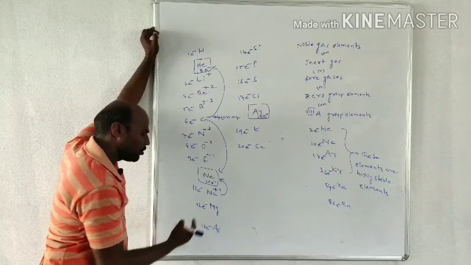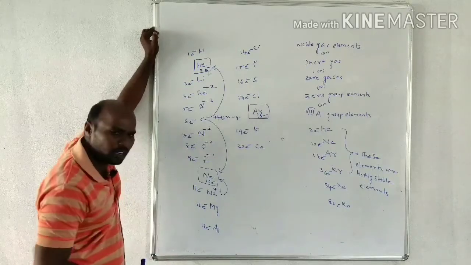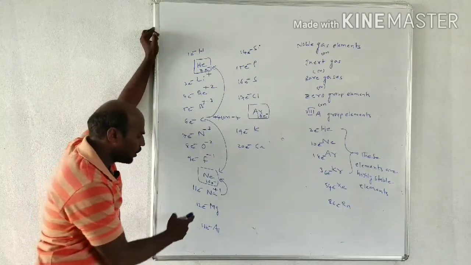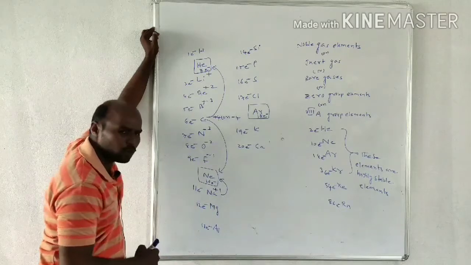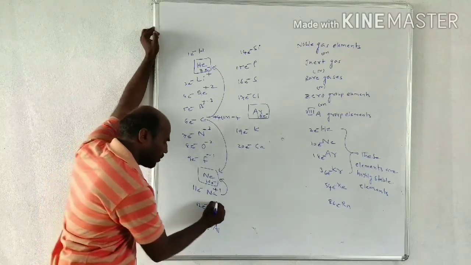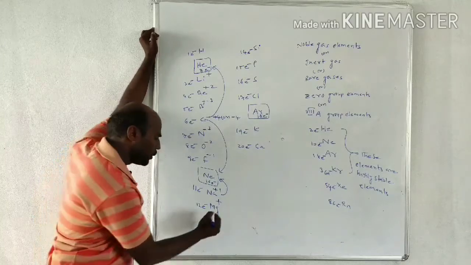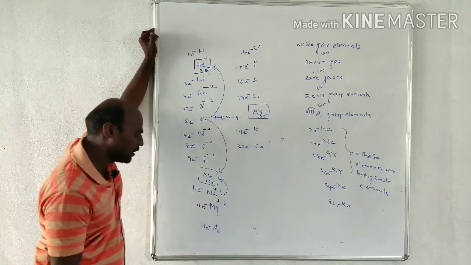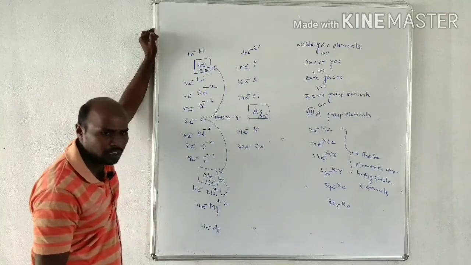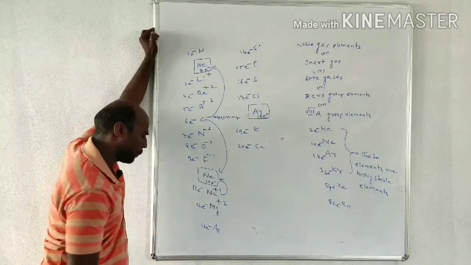Similarly for magnesium. 12 electrons are present in magnesium. 12 electrons are converted to 10 electrons. To lose how many electrons? 2 electrons. The plus sign indicates loss of electrons, and the number after the plus sign indicates how many electrons are lost by the metal.